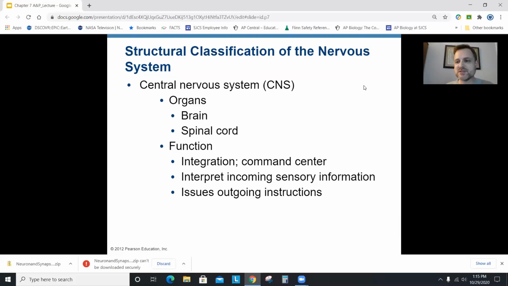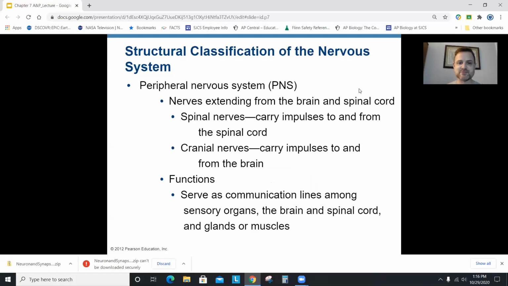The central nervous system, or CNS, is your brain and your spinal column. All the signals that your body receives either are integrated by your brain, or in some cases, your spinal column. So this would be the command center. This would be the system that interprets incoming signals and then turns them into something, and then sends signals out to your glands or to your muscles.